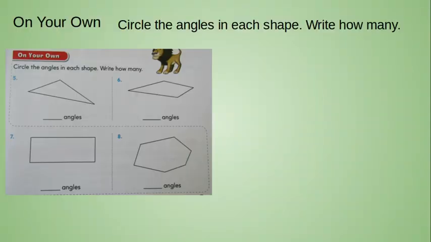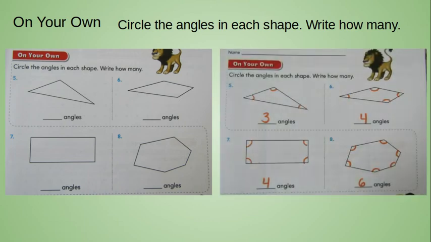All right, flip on over to your On Your Own section. The directions are the same. Circle the angles in each shape. Write how many. Remember, use that half circle to identify the angles. Go ahead and hit pause when you're ready. Fill in 5, 6, 7, and 8 on your own, and then hit play again to see the answers. All right, you should have just hit play. Go ahead and check your answers over. Make sure you identified all of the angles and filled in your answer.